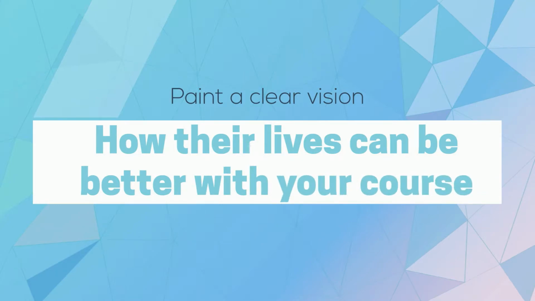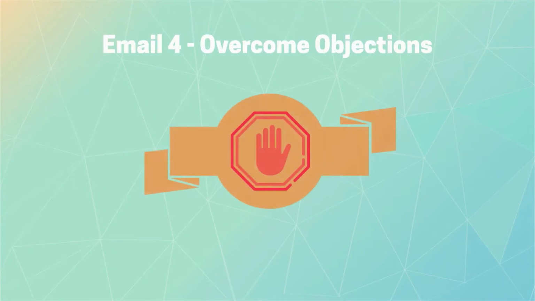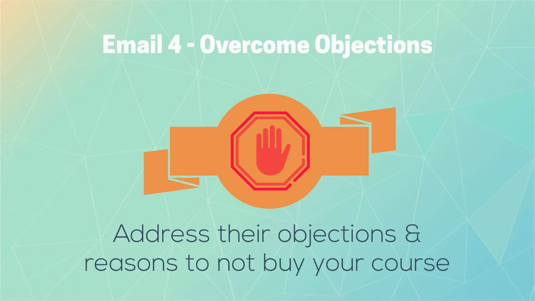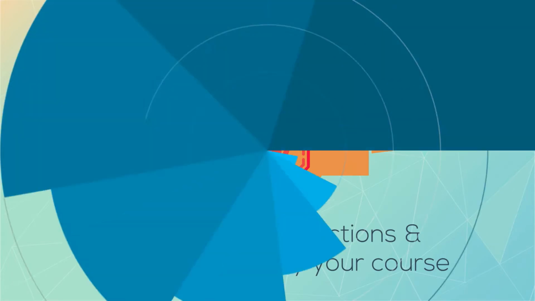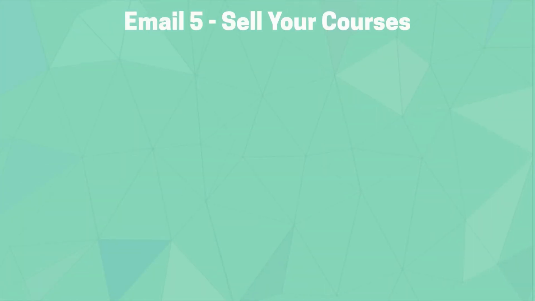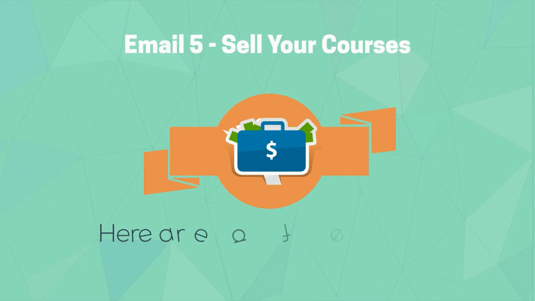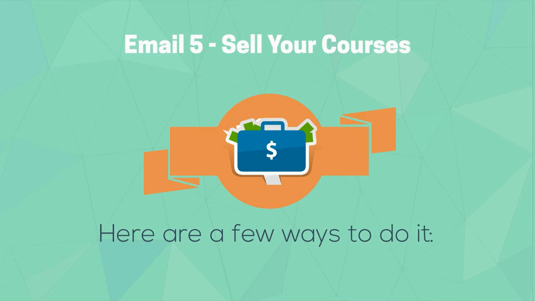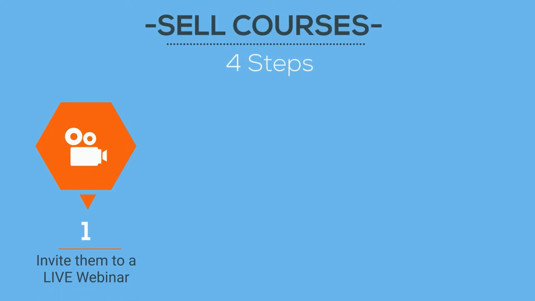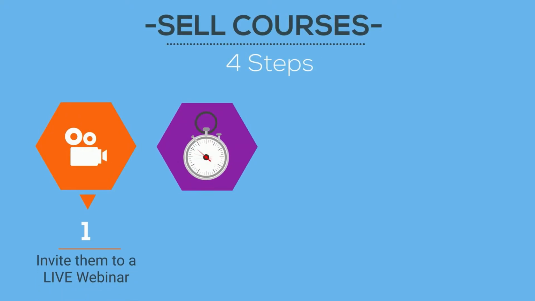Email number 4, overcome objections. Use this email to address their objections and reasons why they think they can't buy your course. This makes your students ready even before you start selling your courses. Email number 5, sell your courses. Here are a few ways to do this. You can invite them to your live webinar, address their questions, and sell your courses with an exclusive time-bound discount at the end of the webinar.